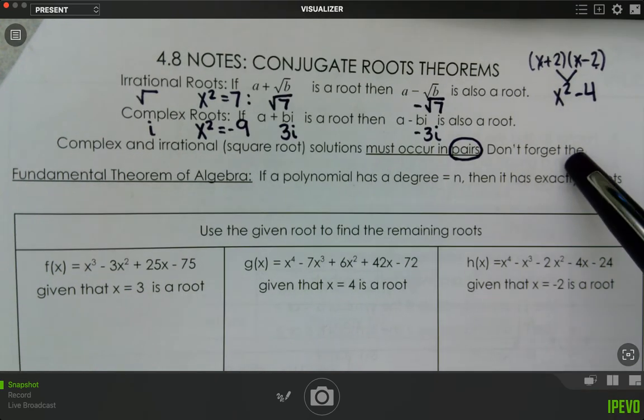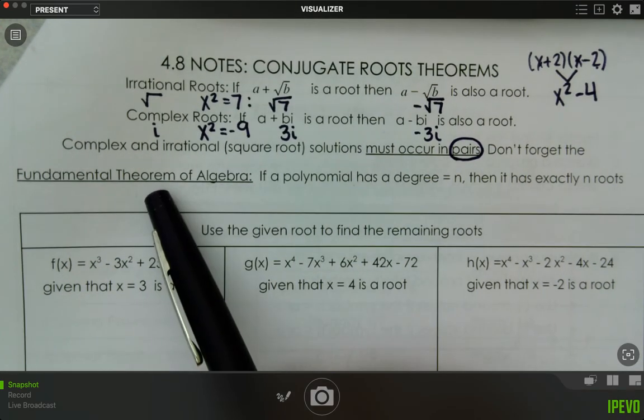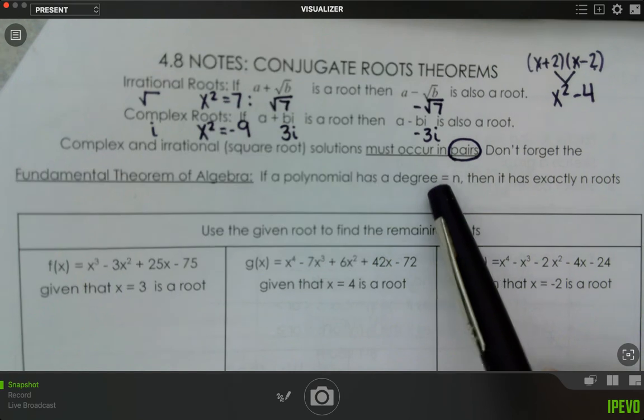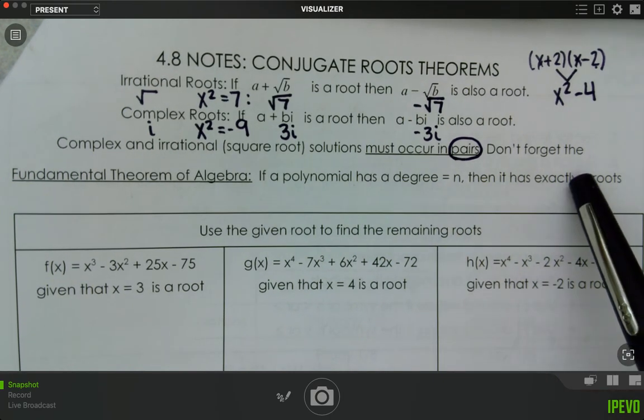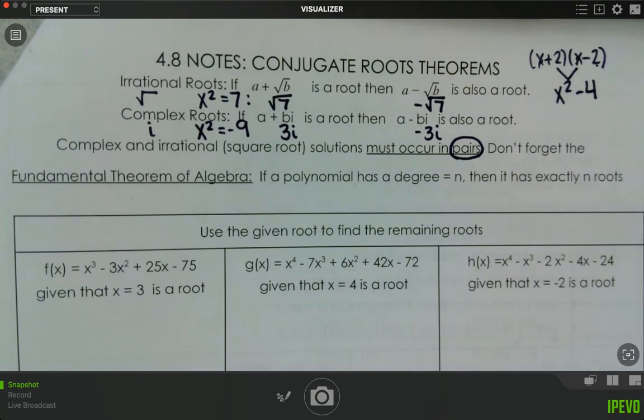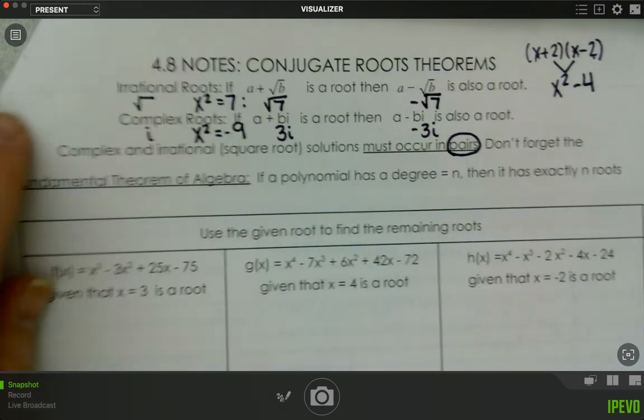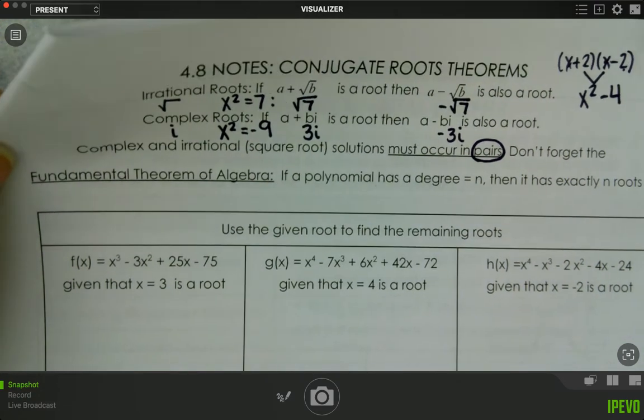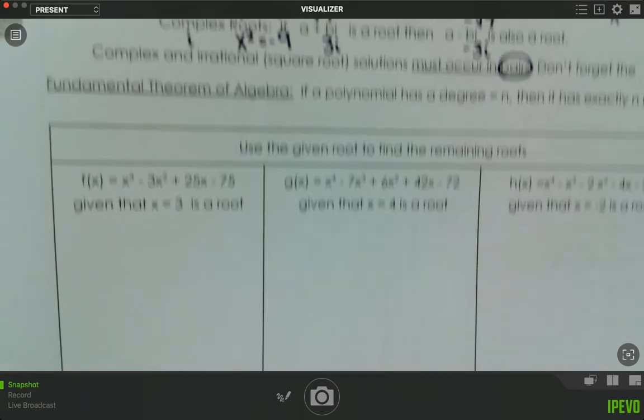And then don't forget the fundamental theorem of algebra that says that if your degree is n, then it has n zeros. So if it has a degree of 4, then it has 4 zeros. If it has a degree of 3, then it has 3 zeros. Let's put this into action, and I think it'll make a little bit more sense.